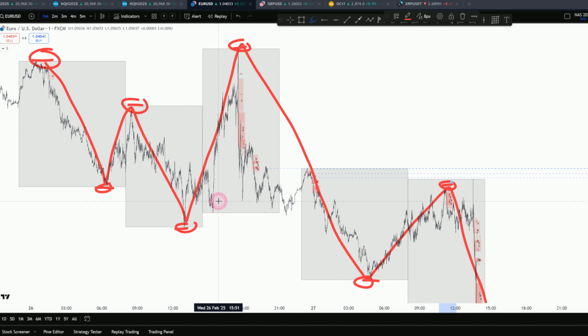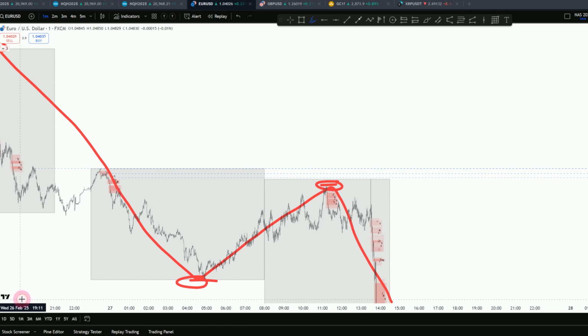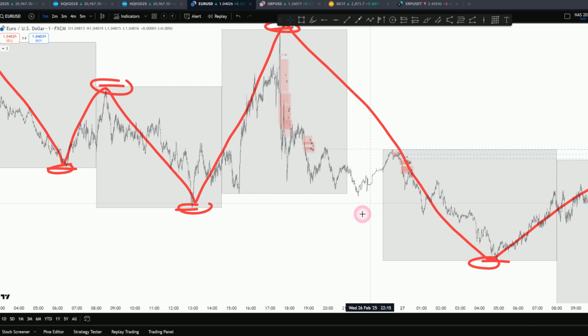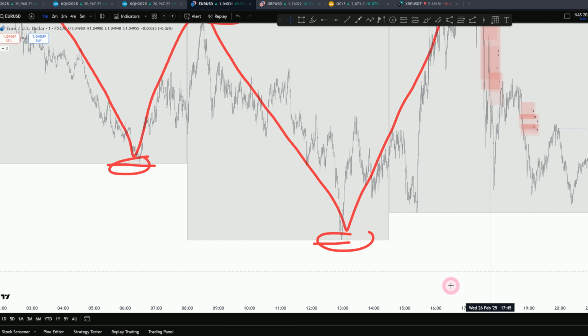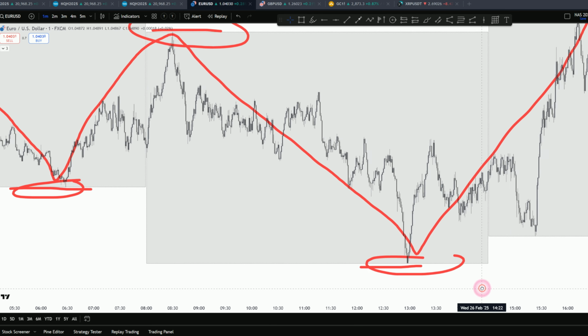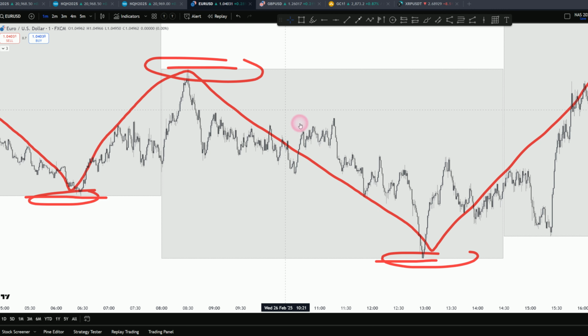So what about internal structure? Well, for all of these straight legs that I've drawn, there's obviously lots and lots of movement going on within each of these legs. That is your internal structure. So if we zoom in a little bit, let's take this leg here. What I'm zooming in to see is what the internal structure is. We've got a swing high and a swing low and an imaginary straight line running between them. But look at all of this in between. Well, this is your internal structure.